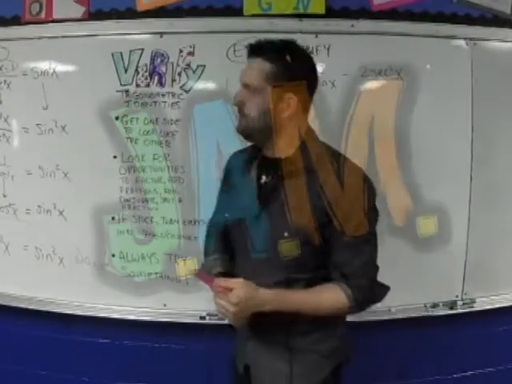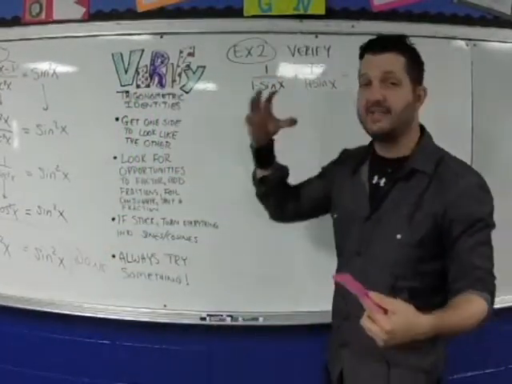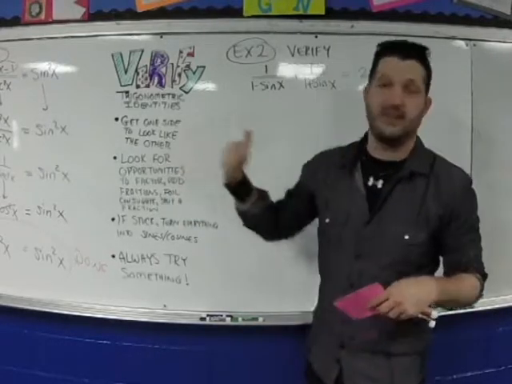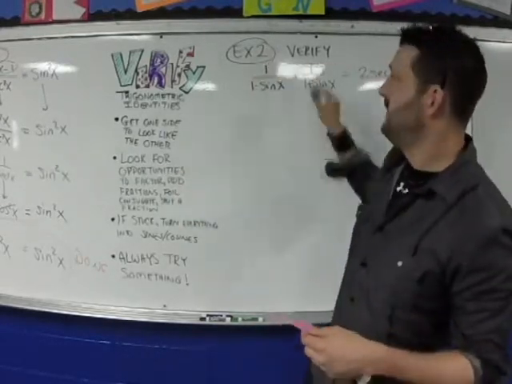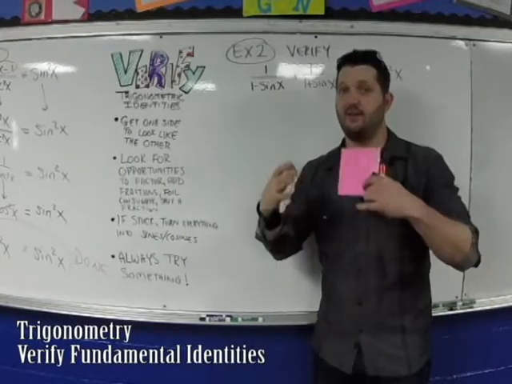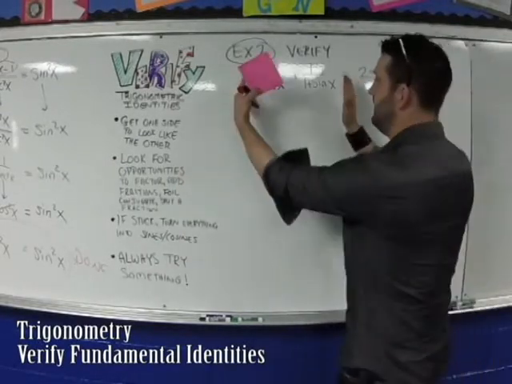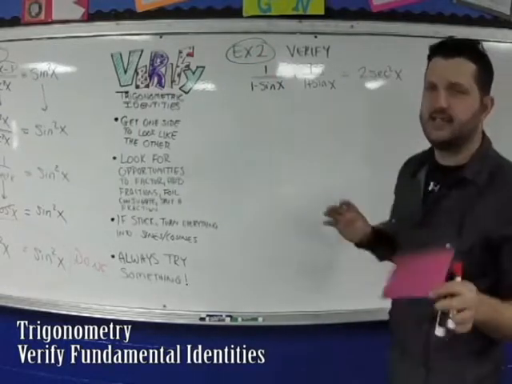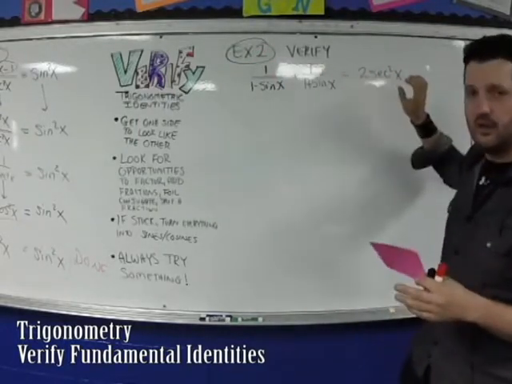Okay, example 2. In this example, we're asked to verify again. So pretty much everything in chapter 2.2 is going to say, verify this, verify that. What does verify mean? It means you're going to have an equation with a left side and a right side, and you somehow want to make the left side look like the right side.